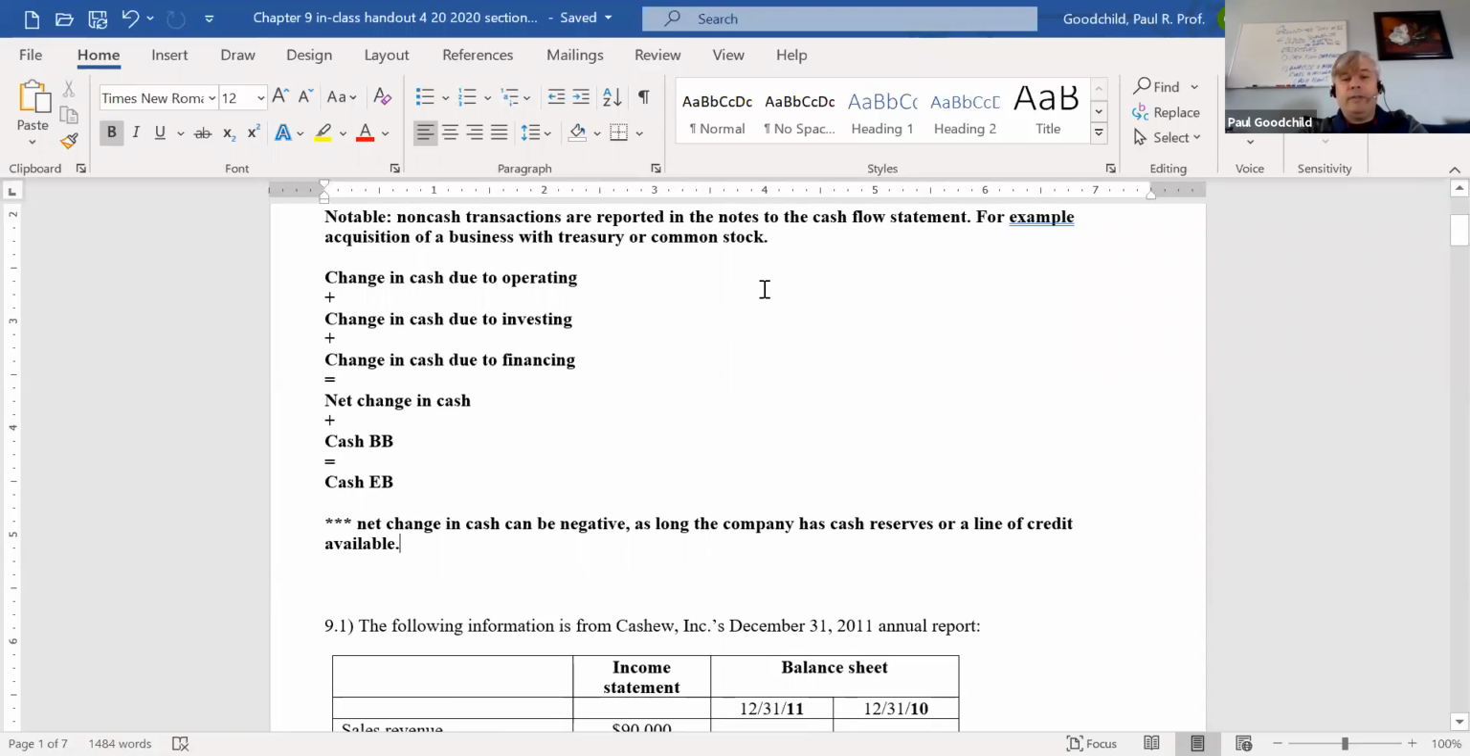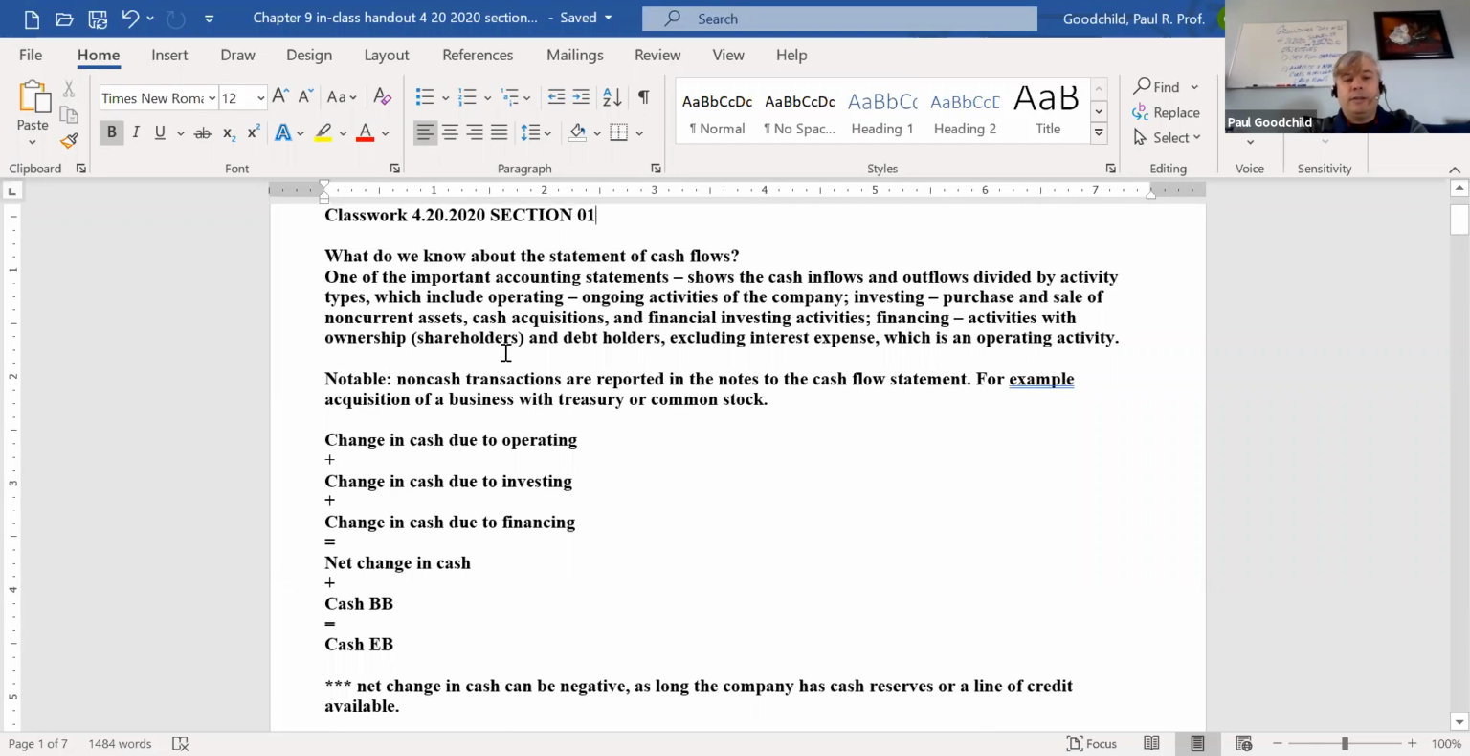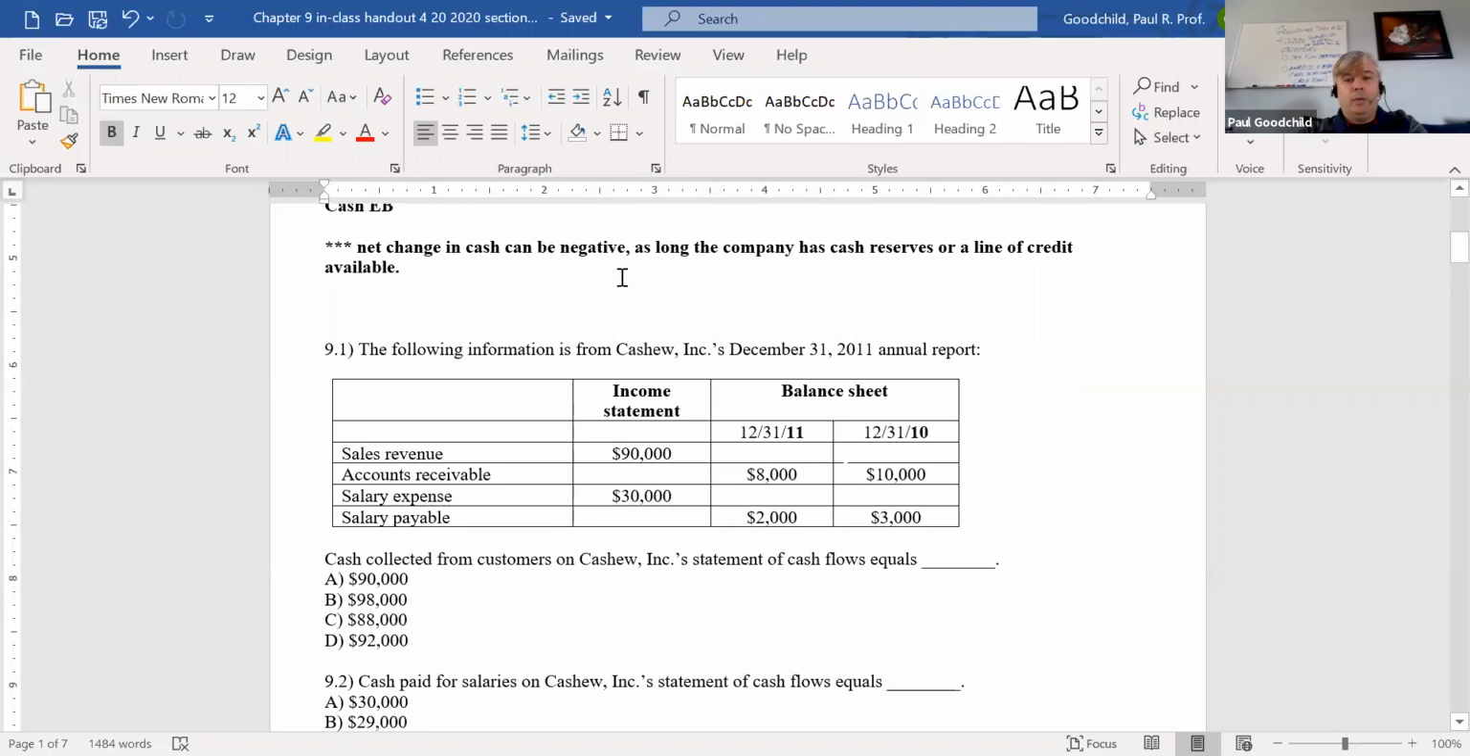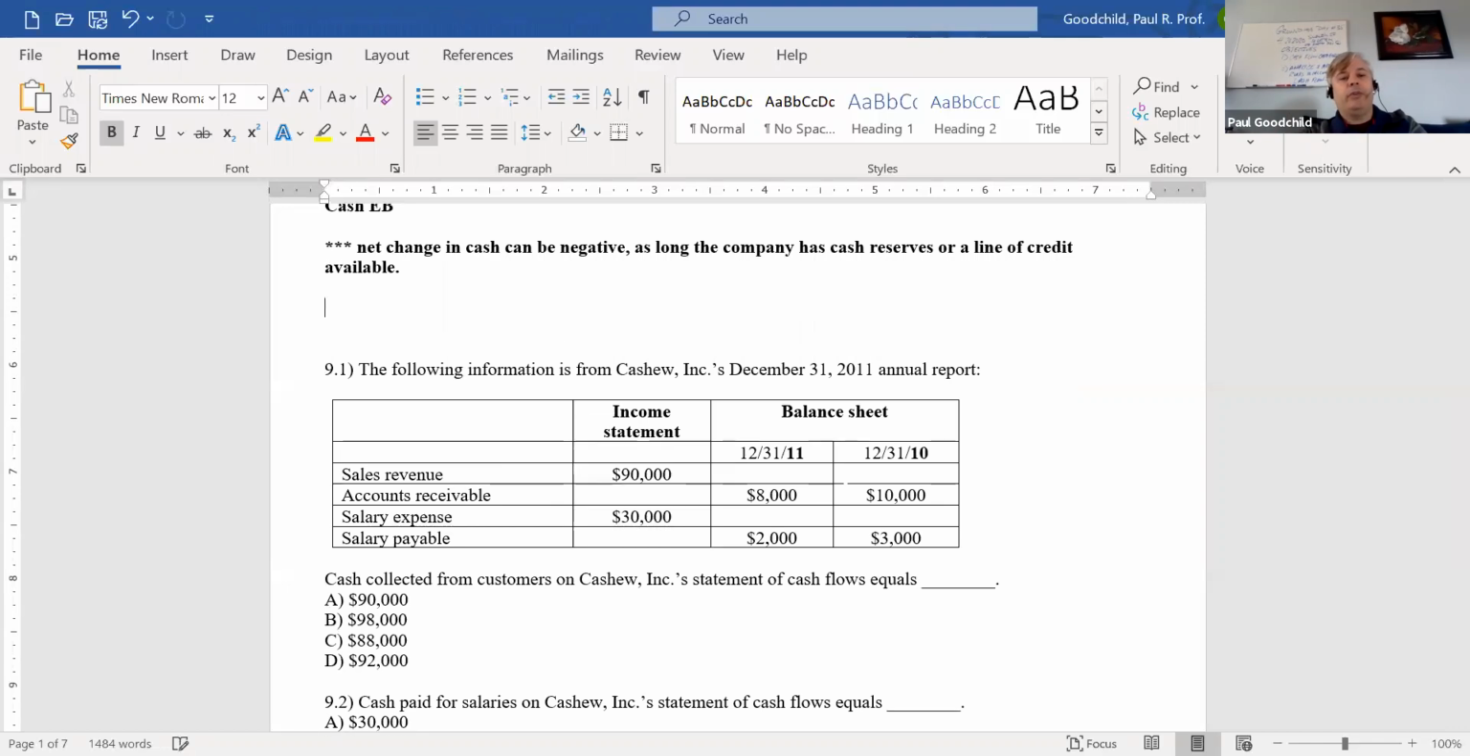So somebody asked, are dividends part of the financing activities? And that is correct. They are part of the financing activities. They are part of the transactions with ownership. We'll talk about some of those activities in a second. So it can be negative as long as the company has reserves or a line of credit available.